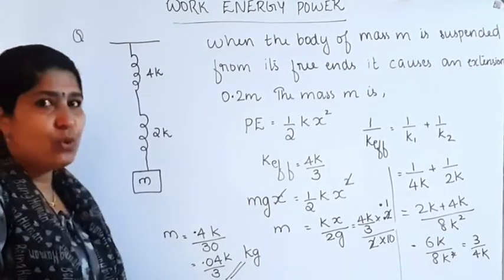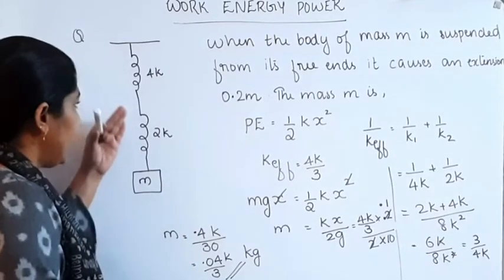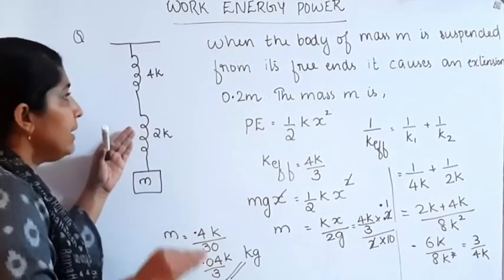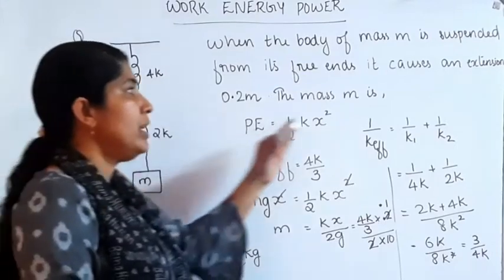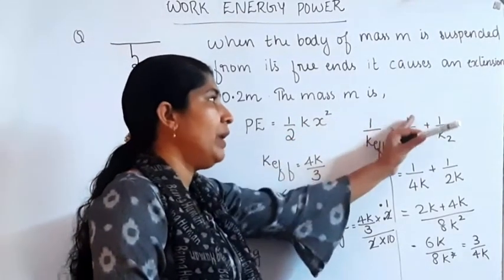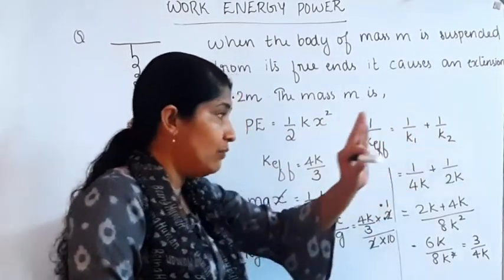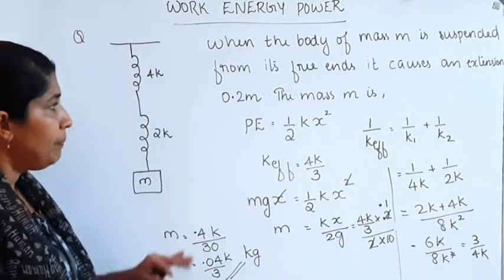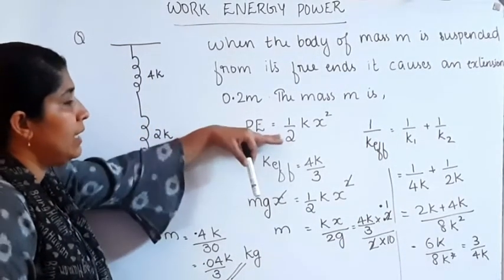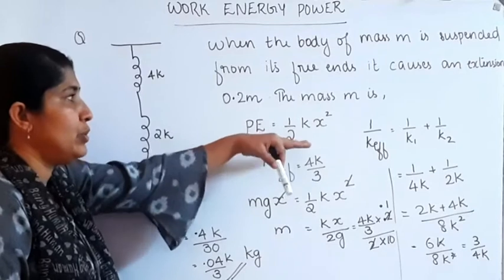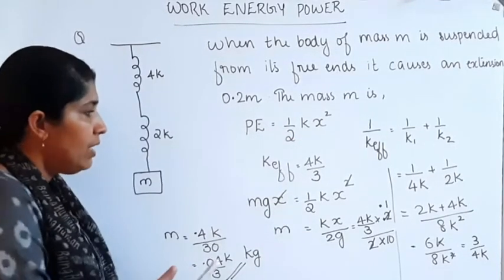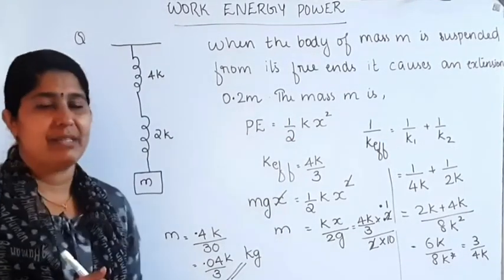In this question, two springs are connected in series manner. Then what about the effective spring constant? 1 by k effective is equal to 1 by k1 plus 1 by k2. That is very important. Then on substituting the value in potential energy is equal to half kx square, we can find out the mass m.